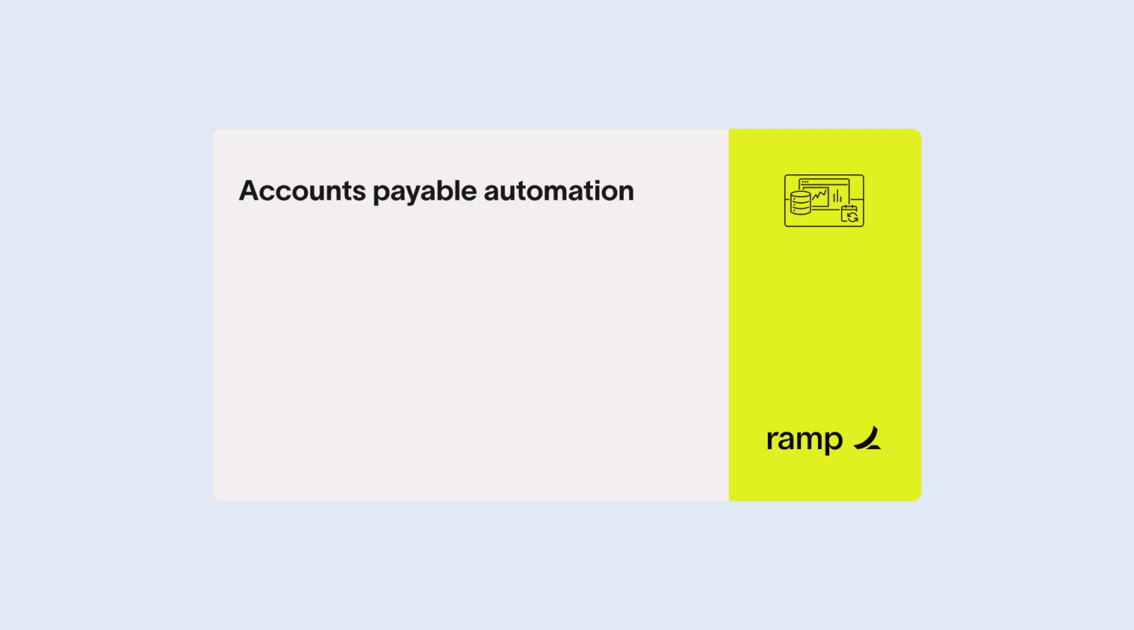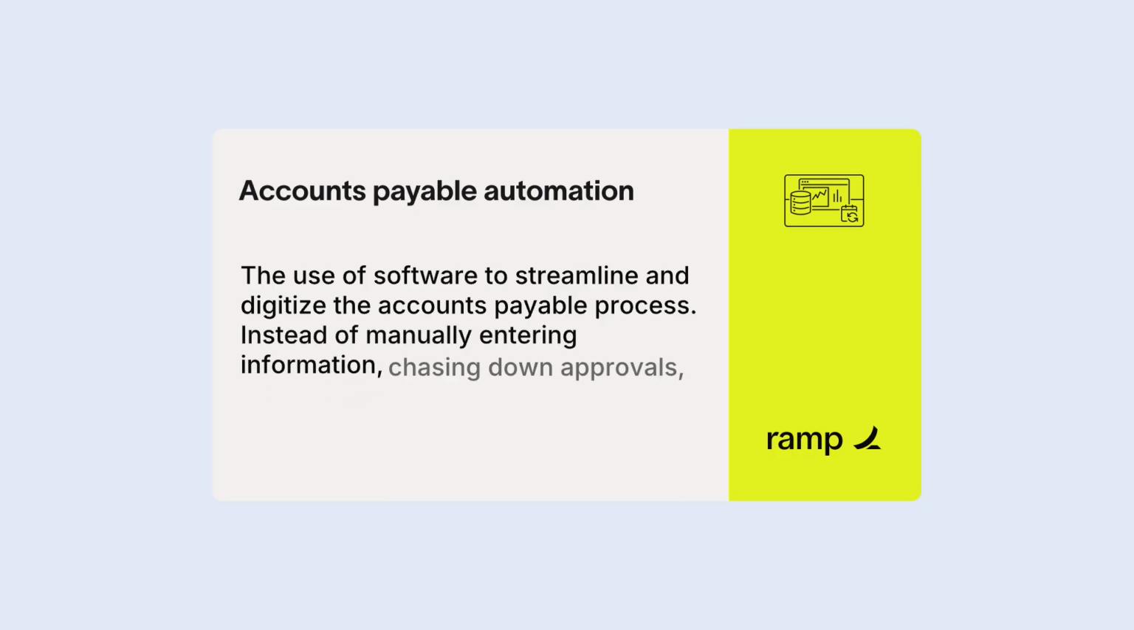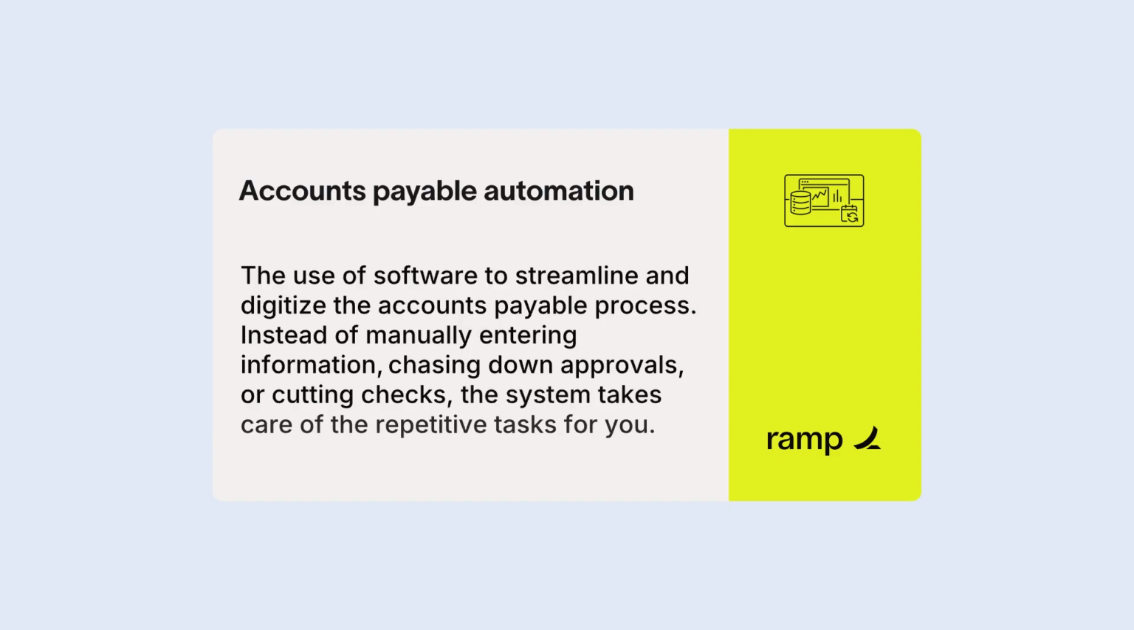Accounts payable automation is the use of software to streamline and digitize the accounts payable process. Instead of manually entering information, chasing down approvals, or cutting checks, the system takes care of the repetitive tasks for you. Let's look at a few examples of what this actually means in practice.